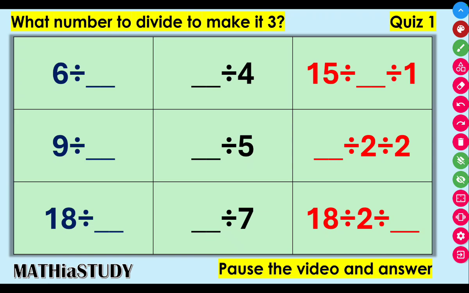Okay, let's start. 6 divide 2 is 3. 9 divide 3 is 3. 18 divide 6 is 3. 12 divide 4 is 3. 15 divide 5 is 3. 21 divide 7 is 3.